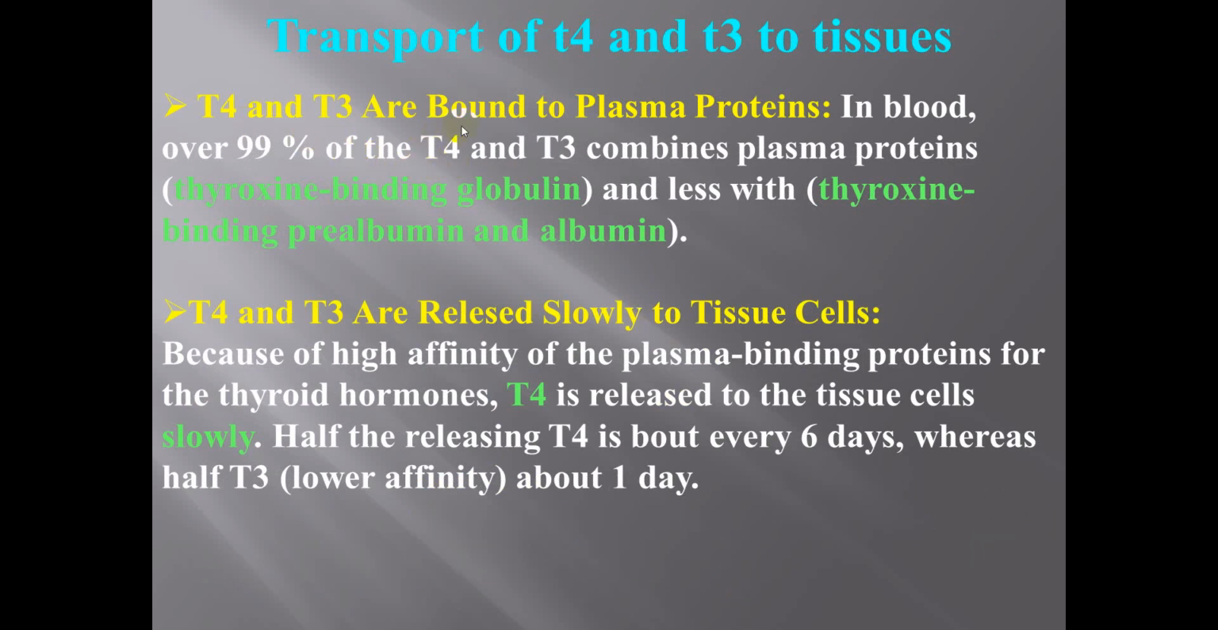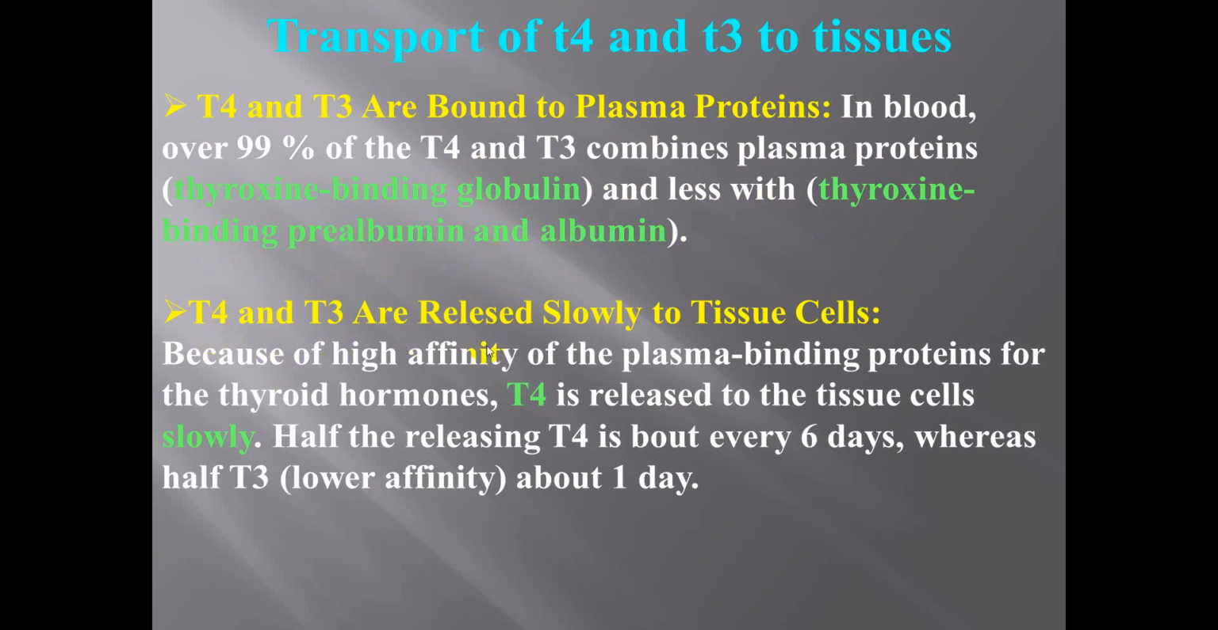T4 and T3 are bound for transporting to the tissues. These hormones are bound to the plasma protein in the blood. Over 99% of them combine with the plasma protein, forming a complex called thyroxine-binding globulin, and less with thyroxine-binding prealbumin and albumin. إذا المين carrier أو البروتين الكارير الأكثر for transport thyroid hormones هو الجلوبولين. And to a lesser extent the prealbumin and albumin.